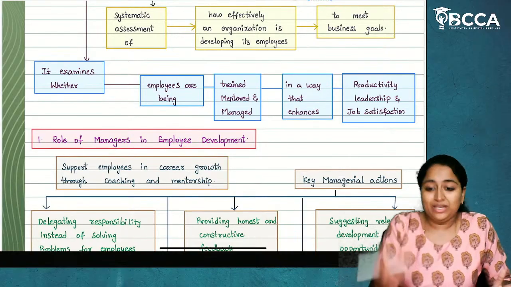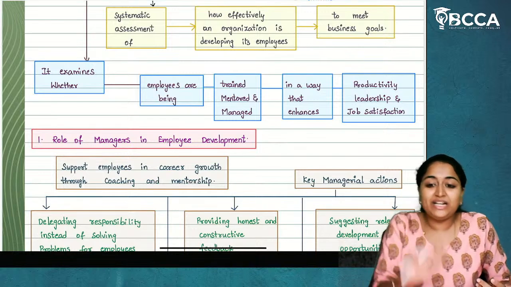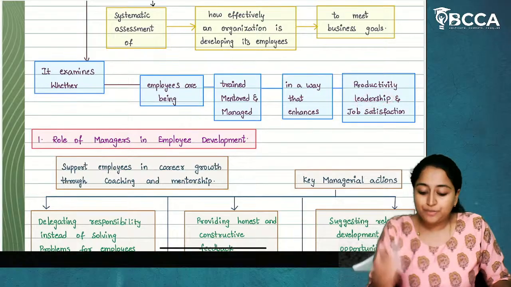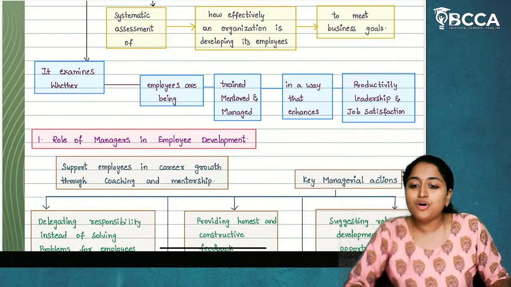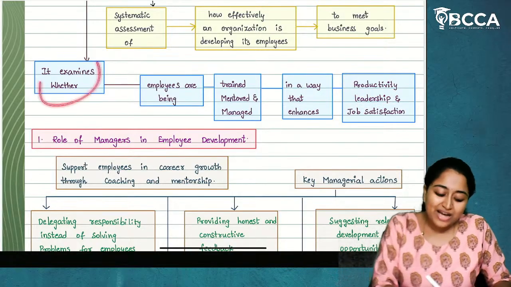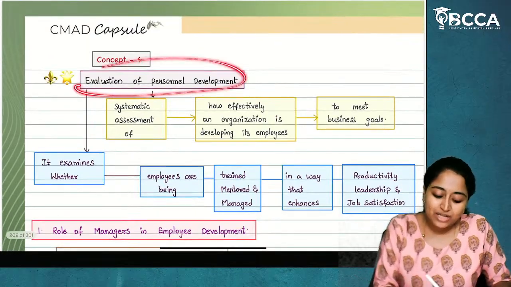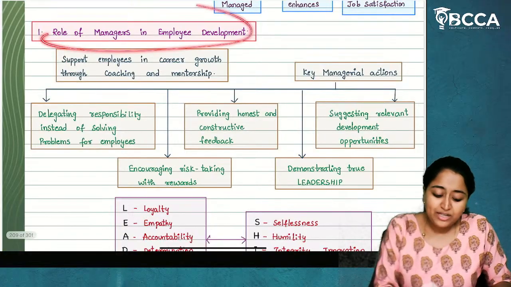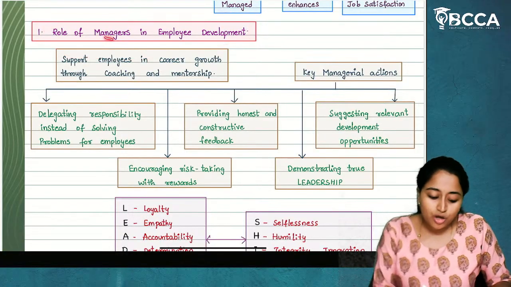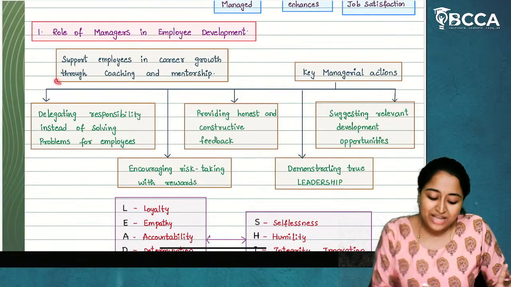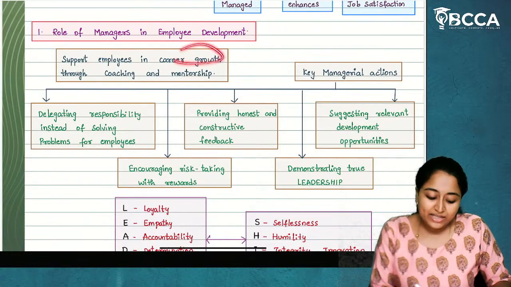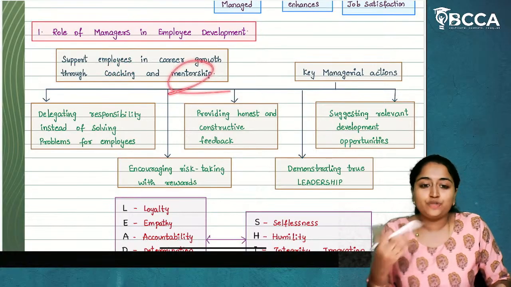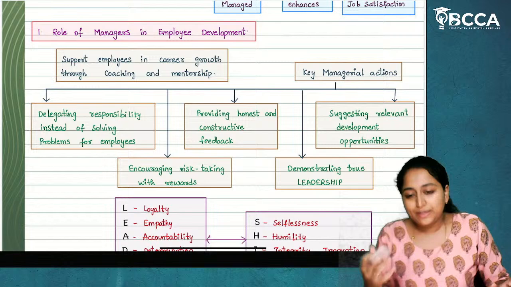So if they are improving with more skills, if they are getting developed, then what will happen? There will be a job satisfaction. There will be leadership qualities and productivity will also increase. So regarding that, evaluation and examination is called as evaluation of personal development. Now in this personal development, what managers have to do? Role of managers. First and foremost, they have to support employees in the career growth. How will they support? They will try to coach them, or they have to act as a mentor for the employees.